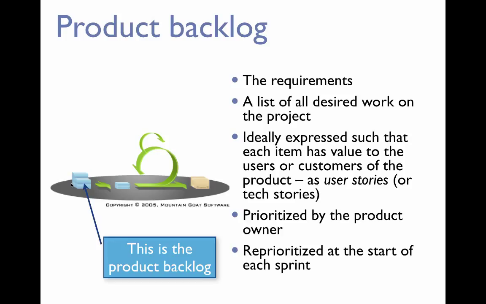Sometimes you need to have technology that supports that. That's a tech story, but usually you should formulate it as something that has value to the user as user stories. Next slide, going to talk about what user stories are. This product backlog is then prioritized by the product owner, as we saw at the beginning of the project, right? In rough order of delivering value. And at every sprint you can reprioritize or you can add stuff to the project backlog.